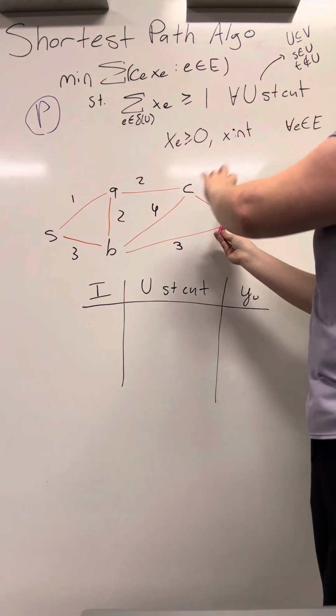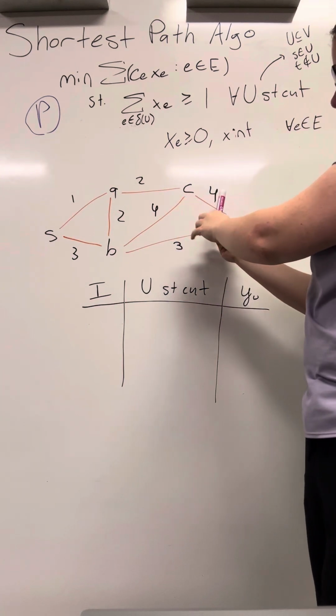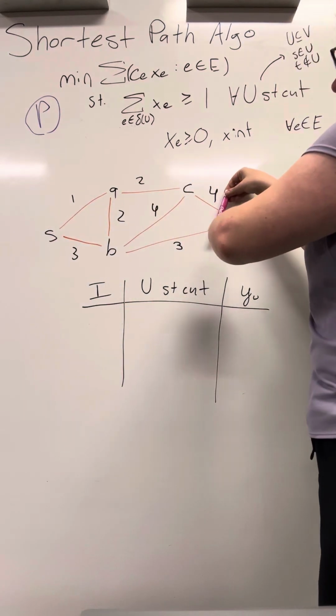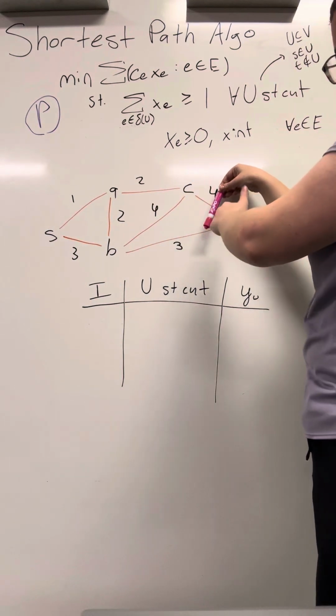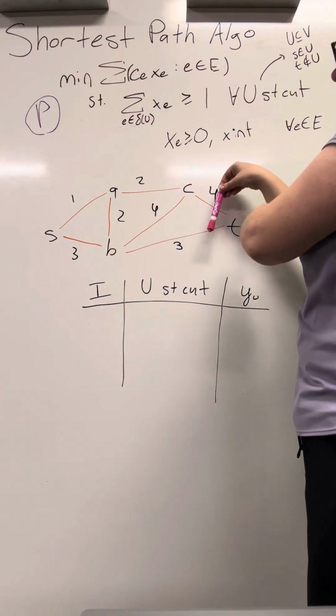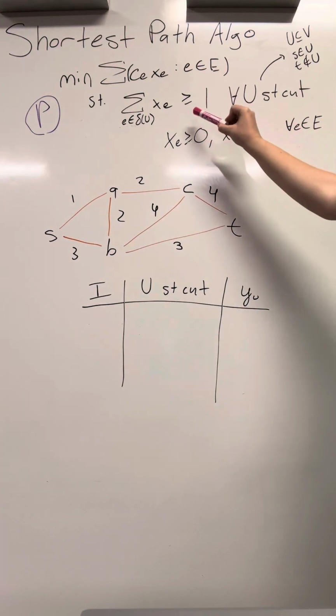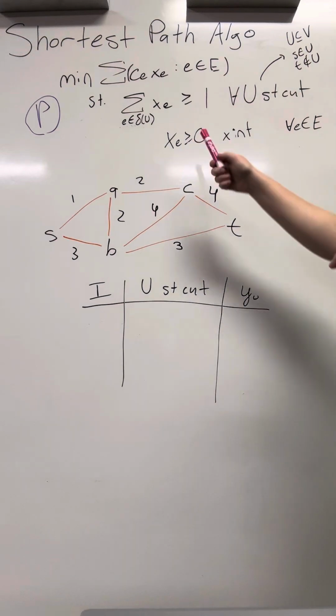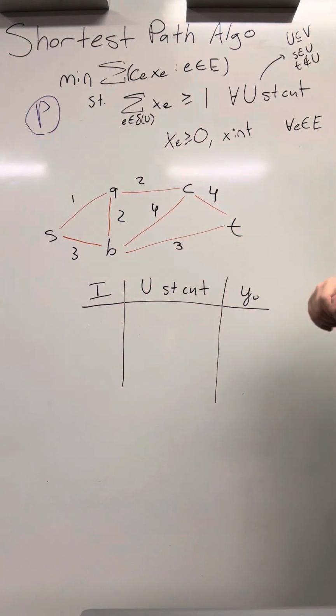So for those, we want to include at least one of those edges in our shortest path, because you can see any path I construct from S to T has to cross one of these two edges at some point to get from S to T. So that's what this part is telling us. And then we see that we want it non-negative and we want it to be integer. Cool. So that's our formulation.